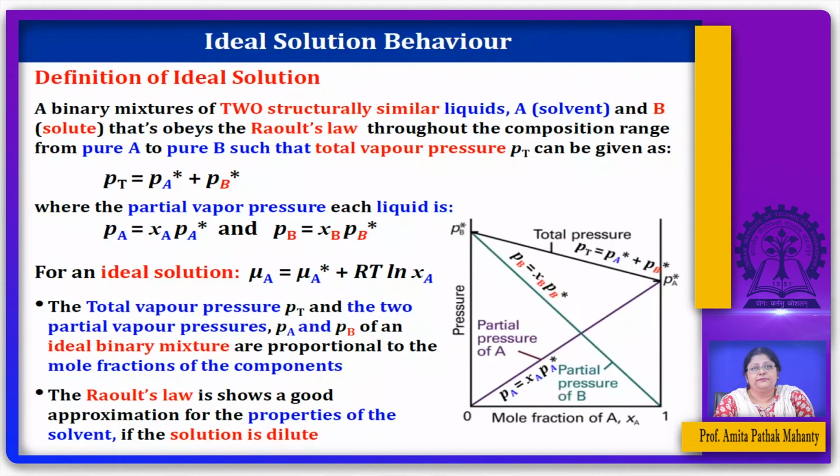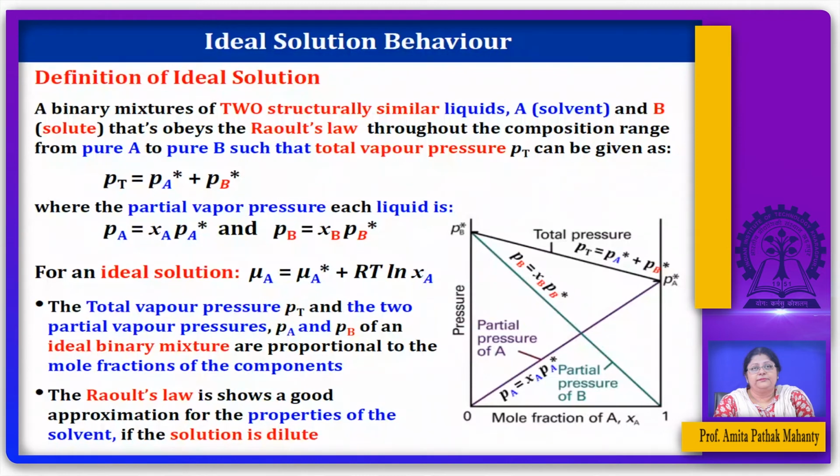I know that you all know this more or less, some bit. If you have a binary mixture, which are two liquids which are structurally similar, and one I call is solvent, which is in excess, and the one which is in smaller amount, I call that as solute. Okay.